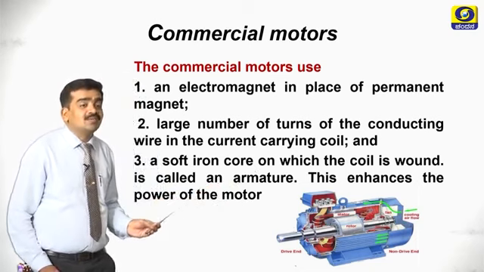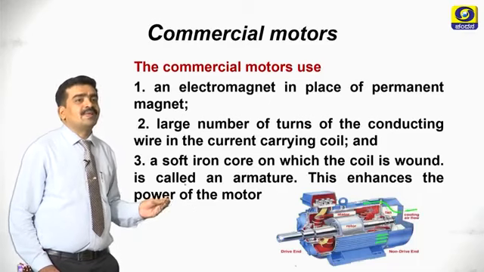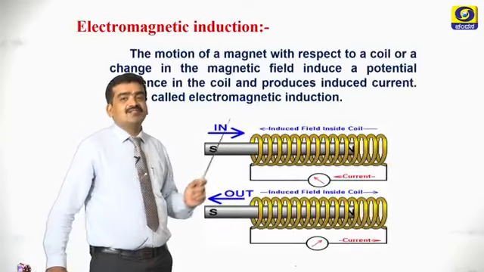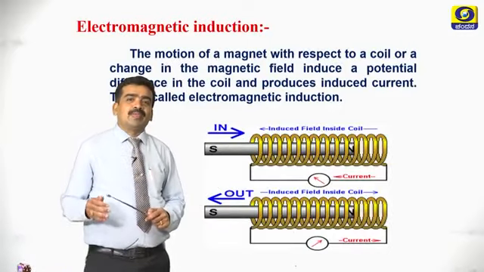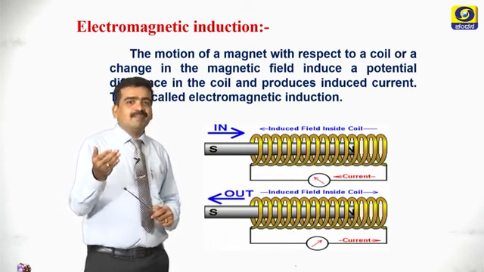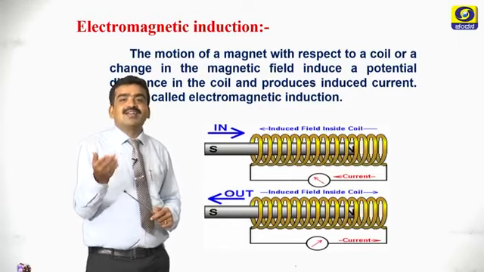This enhances the power of the motor. So, which enhances the power of the motor? This armature. Now, come to electromagnetic induction. Whenever there is a change in magnetic field with respect to the coil, there will be an induced EMF. So, that is what we call electromagnetic induction.